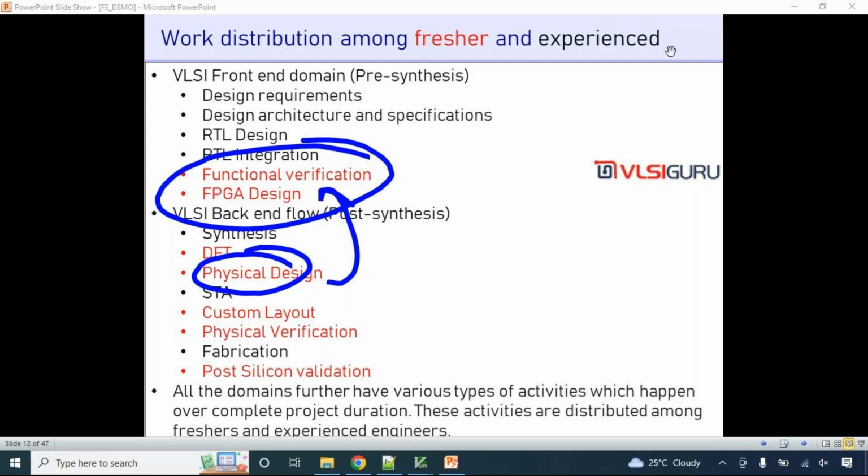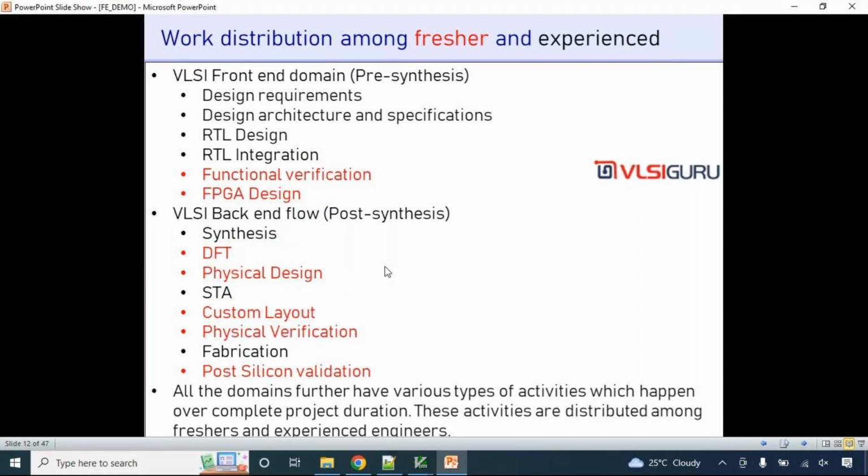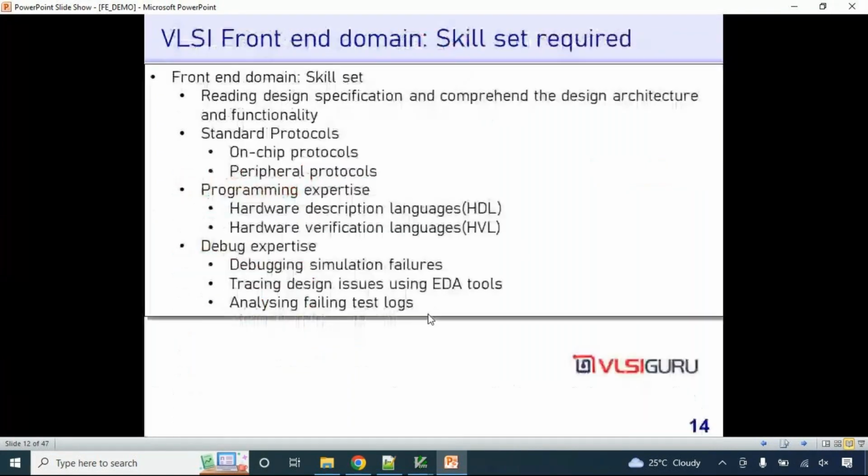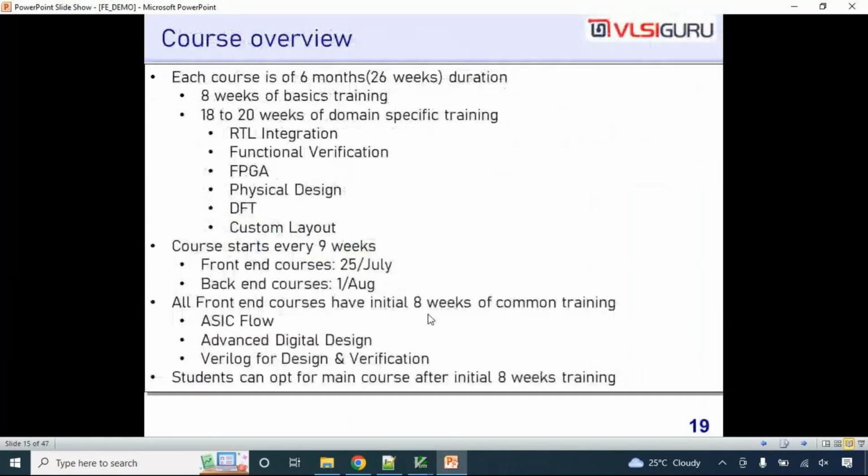Now let me just wind up. I think everyone got a basic idea about what functional verification is. Let's see what is the time. Another 10 minutes it will take and then we'll go for a break. Let me just give a brief about what functional verification is.